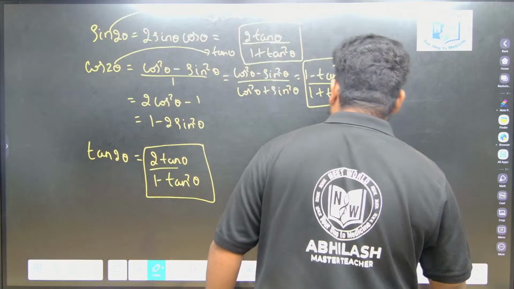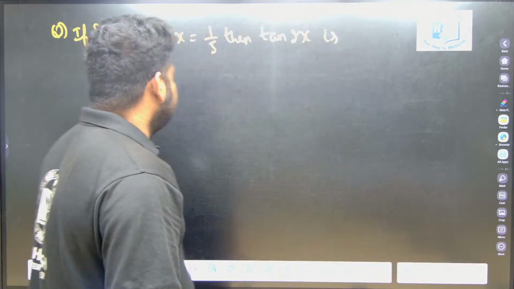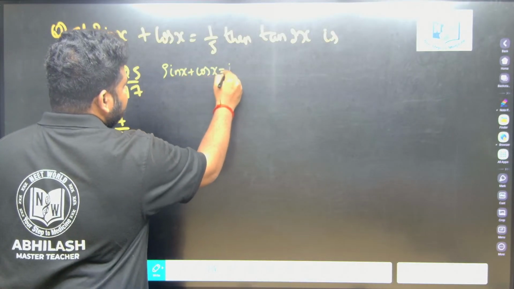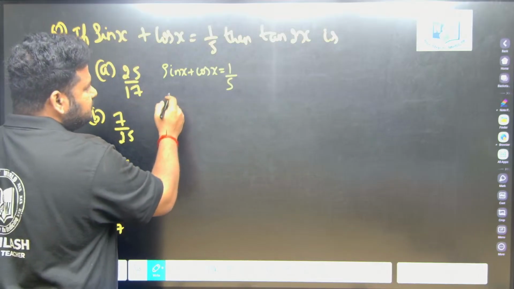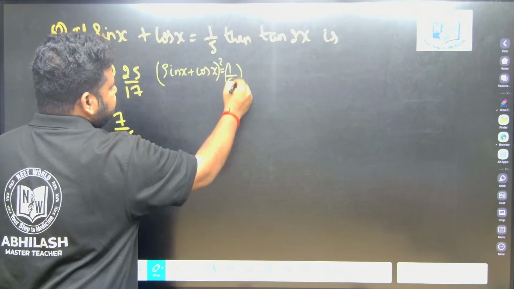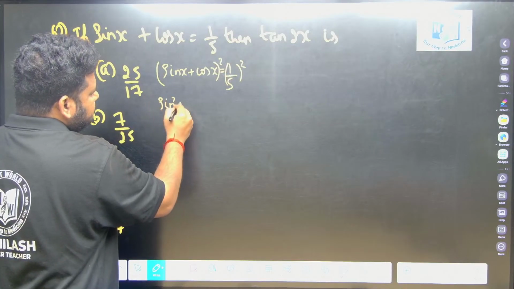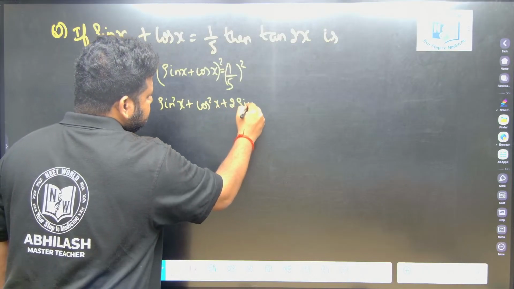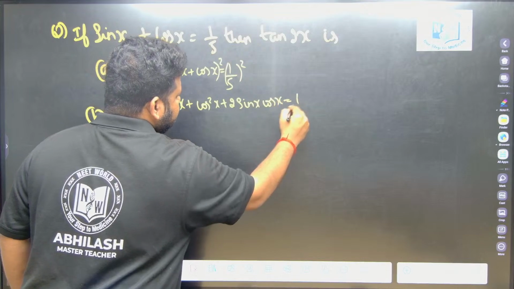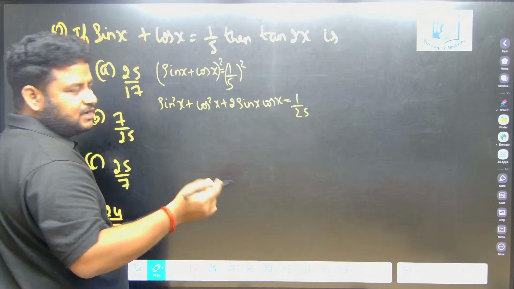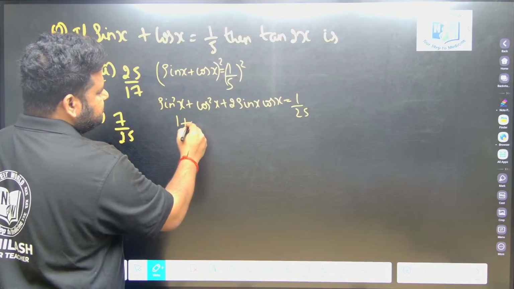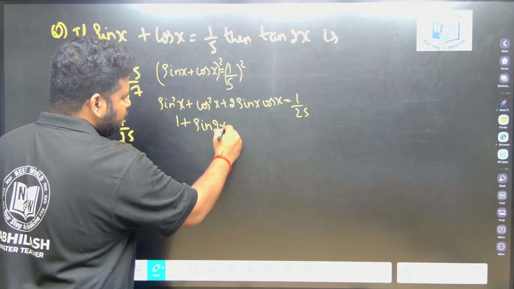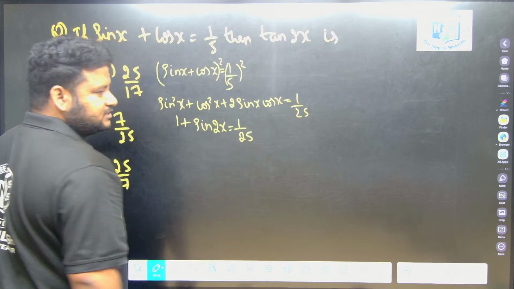Now let us come back to this question. Sin x plus cos x is equal to 1 by 5. For such questions, the easiest thing you can do is square on both sides. If I square on both sides, what I'll have? Sin square x plus cos square x plus 2 sin x cos x is equal to 1 by 25. Sin square x plus cos square x is 1. So 1 plus 2 sin x cos x, that is 2 sin theta cos theta, is sin 2 theta. So I can write sin 2x is equal to 1 by 25.